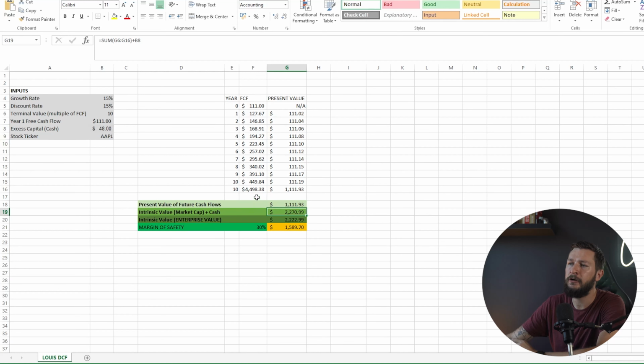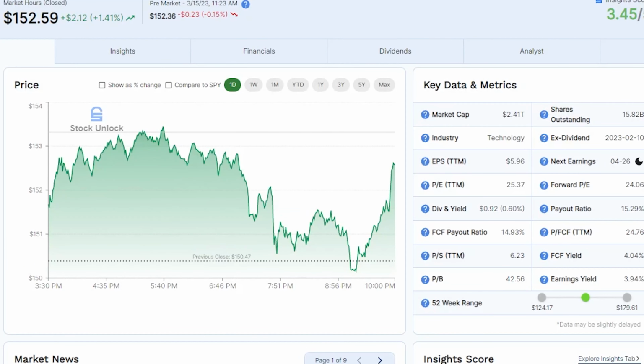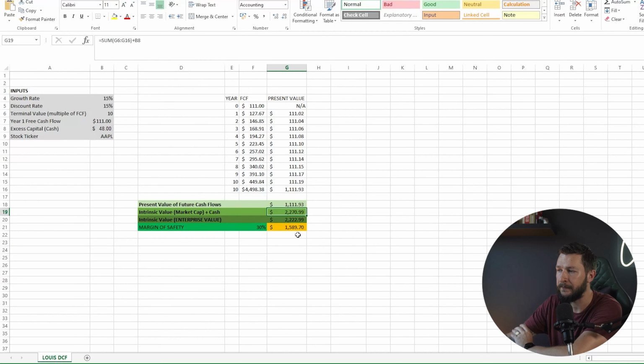What we've done so far is determine the actual market cap of Apple. So here we can see that the intrinsic value of Apple is $2.27 trillion. When we go to the general tab and have a look at the market cap of Apple currently, we can see that it is $2.41 trillion, which means that it is currently overvalued. This means that with the excess capital and the free cash flow used in this discounted cash flow model, the actual market cap is around 2.27 trillion and not 2.41 trillion.